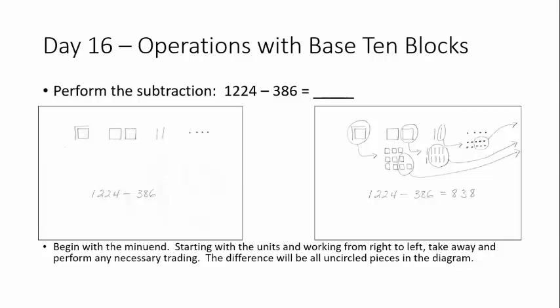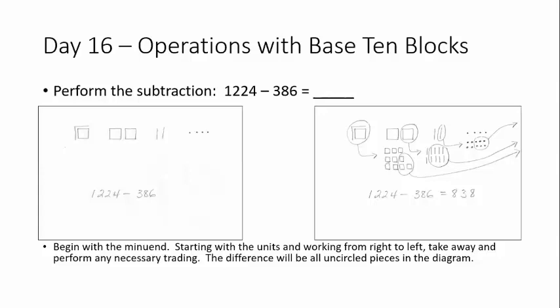Notice that whenever I trade 1 rod for 10 units, I circle the rod and draw an arrow to the 10 units that I have drawn there. When I take away something, I draw a circle around it and draw an arrow to the edge of the page. So when I'm taking away 6 units, I circle them and draw an arrow to the edge of the page.